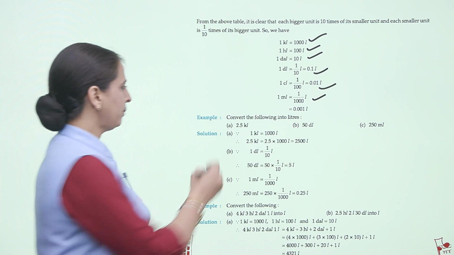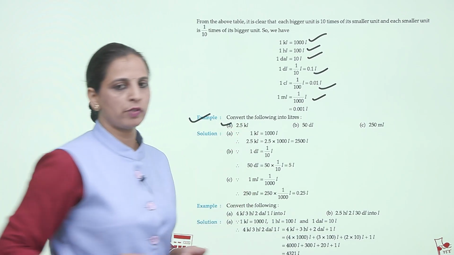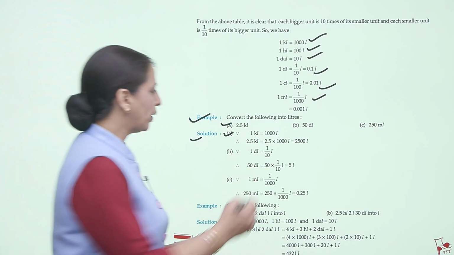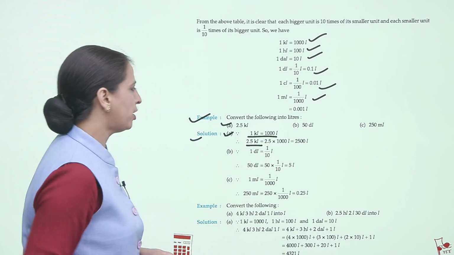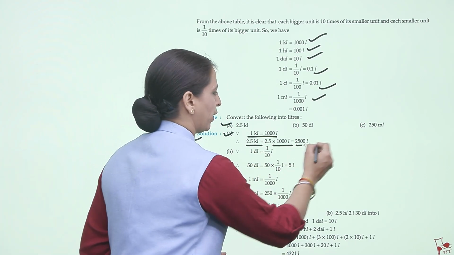Now let's do an example. Convert the following into liters. A part 2.5 kiloliter. Let's solve this. We know that 1 kiloliter is equal to 1000 liters. So 2.5 kiloliter is equal to 2.5 multiplied by 1000 liter is equal to 2500 liters.